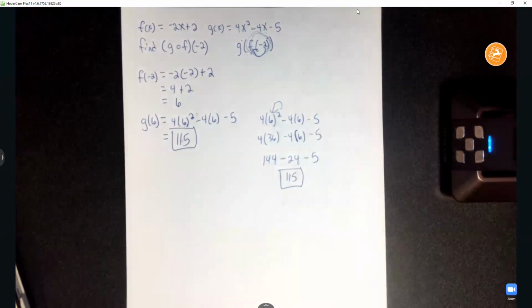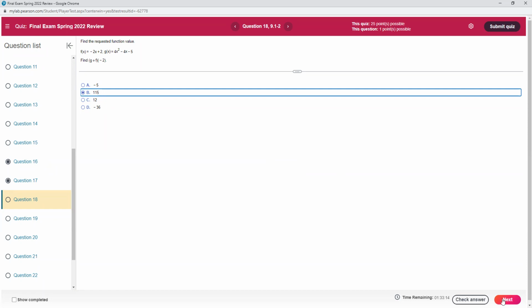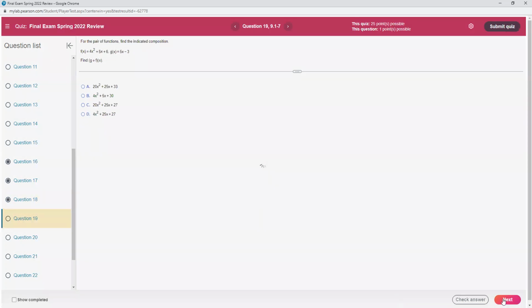So let's make sure that's on that answer blank. Yeah, so 115 is showing to be B. Click that and hit next.